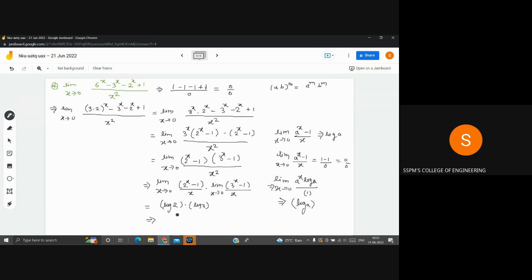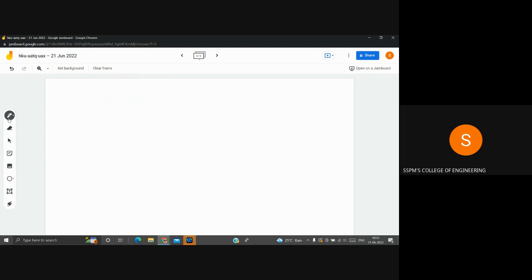We cannot add, subtract, multiply or divide here, so these quantities are kept as they are. So log 2 into log 3, and this is the numerical value. And yes, it is a finite limit of the function. We'll see the next example on limits.